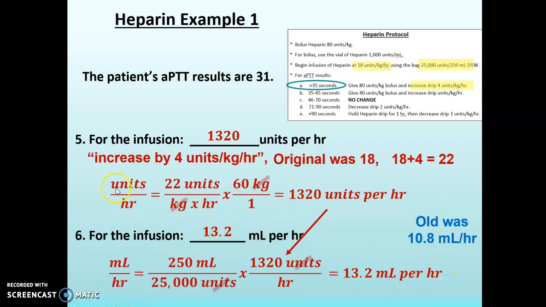Now, I did want to remind you back on the previous problem, the first time we did this, before the aPTT results, our old rate was 10.8 milliliters per hour, and now it's 13.2, okay? So I just wanted to verify with you that you're not just adding that 4 to your milliliter per hour, okay? That's not going to work. It's the 4 is being added to the units per kilogram per hour, where the original was 18. So be very careful with that.